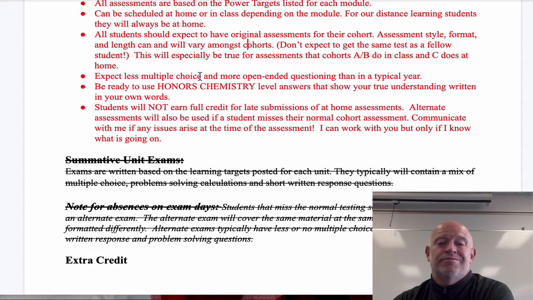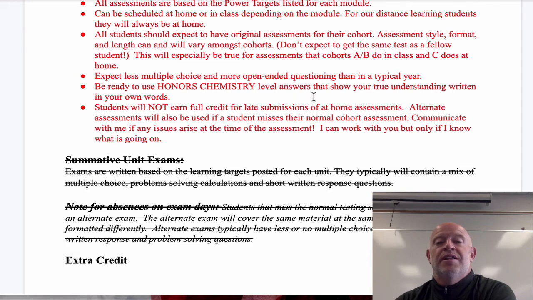Expect less multiple choice and more open-ended questioning. Being able to prove your knowledge to me either through talking to me through a video and sending it back, or handwriting it out through an assessment feature and submitting it to me. Please be ready to use honors chemistry level answers.